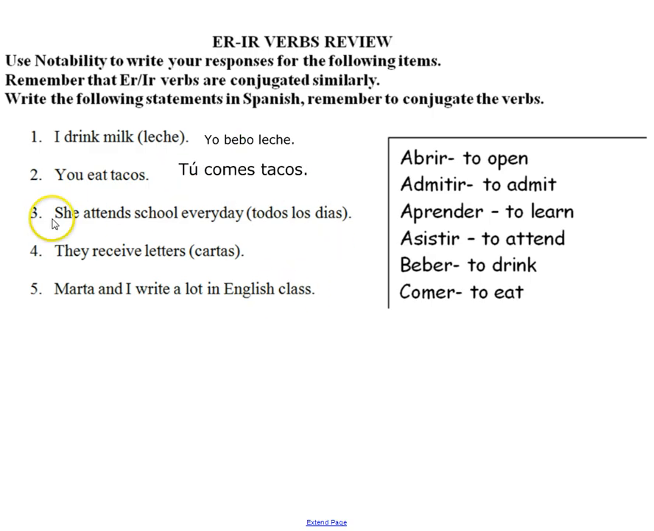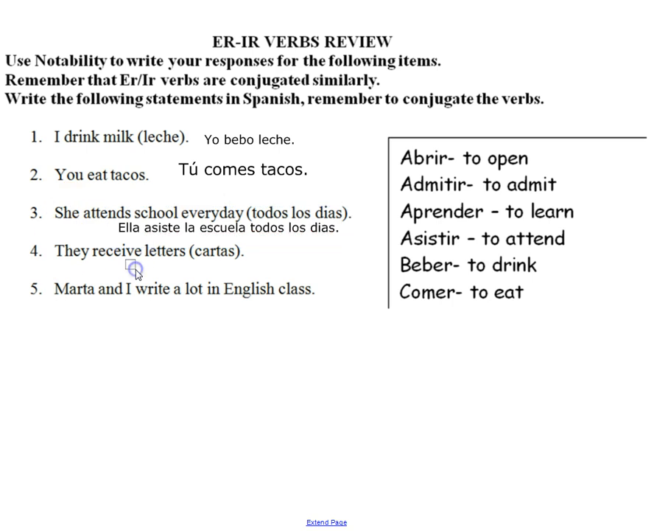Cool? This says she attends school every day. To attend is this word right here, asistir. So let's write she first, ella. And then asistir, we're dropping the IR. The she form of asistir is just an E. Okay, so it's ella asiste la escuela, school. Every day, it's in parentheses there. Todos los días.